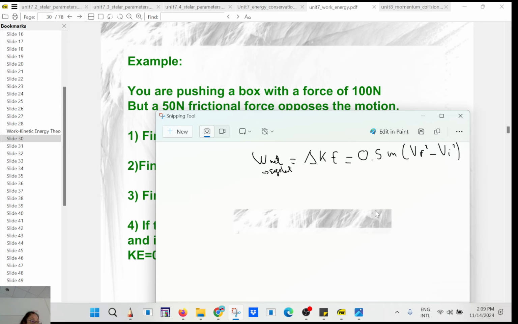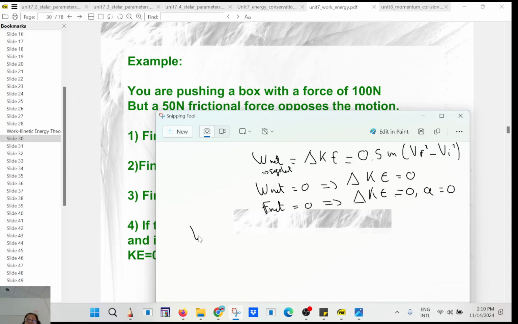Now, if the net work equals 0, is there a change in kinetic energy? Are you going faster or slower? No. Right? So that means there is no change in kinetic energy, which is the case if the net force equals 0. And we already know that because you remember the net force equals ma, where a is the acceleration. So if the net force equals 0, there is no acceleration. You don't go slower, you don't go faster. So that's why there is no change in kinetic energy, and the acceleration equals 0.